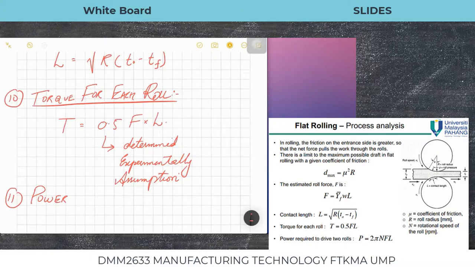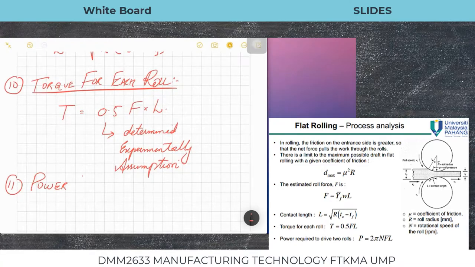Okay, so this is the reverse order. First, we have a roll. We apply power through the motor. That power is going to generate torque. That torque is going to generate the estimated roll force. That roll force is going to create a stress on my workpiece. Due to the stress on my workpiece, strain is created. Due to strain creation, there is a reduction in the thickness, or a change in dimensions. Due to the change in dimension, I get the maximum possible draft that I can get. So this is the reverse flow of our process.